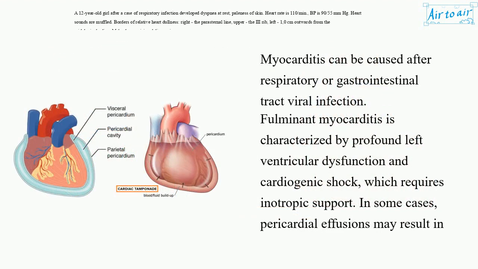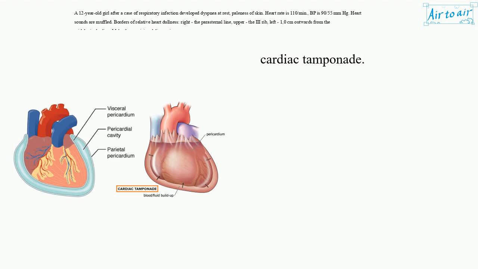Myocarditis can be caused after respiratory or gastrointestinal tract viral infection. Fulminant myocarditis is characterized by profound left ventricular dysfunction and cardiogenic shock, which requires inotropic support. In some cases, pericardial effusions may result in cardiac tamponade.